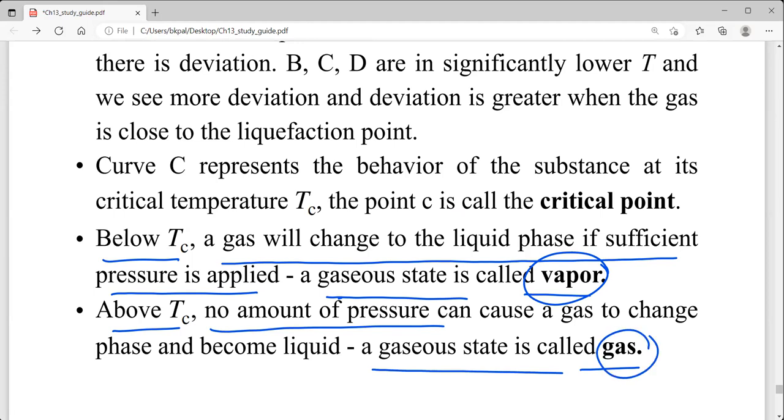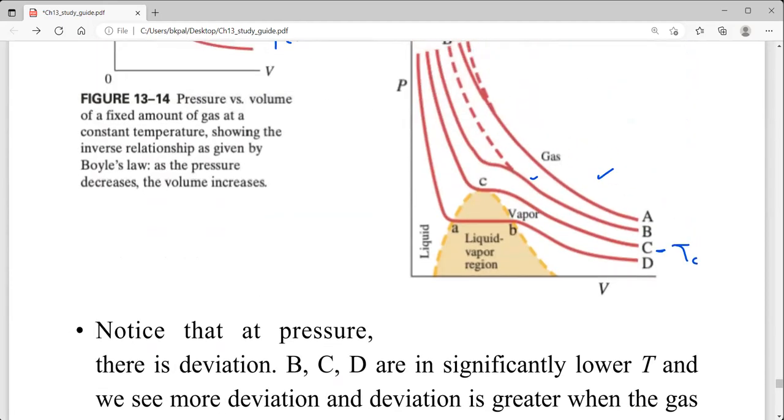So you see that depending on the critical temperature, the gaseous state has two names: one is gas and another is vapor. When it is vapor, you can apply sufficient pressure and change the phase from gas to liquid, or vice versa. But if it is above the critical temperature, you cannot do that. That time we call it gas.